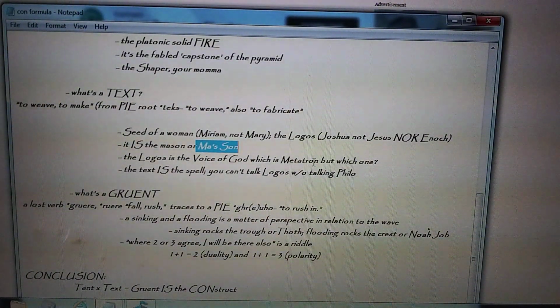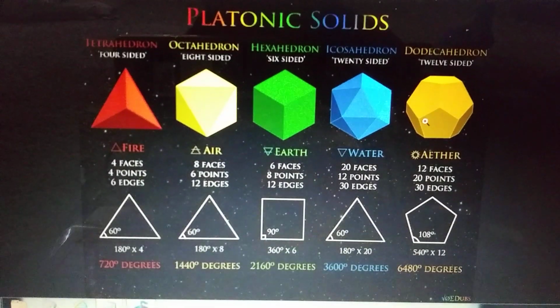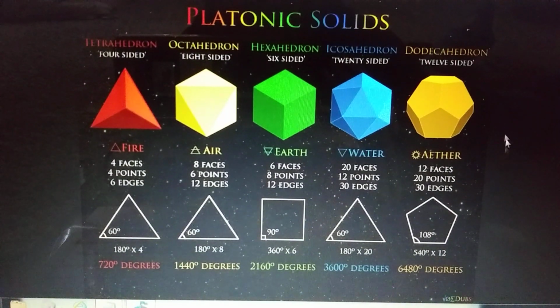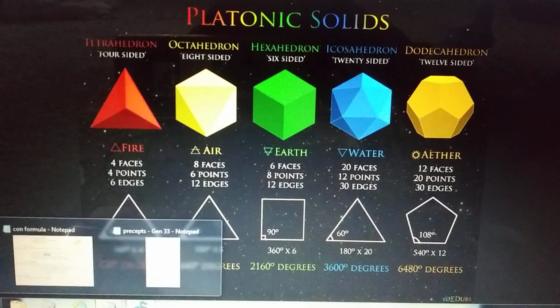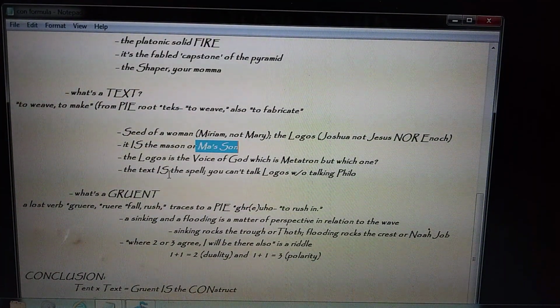But which one? Because when you dig on it, there's two Metatrons. Now, why is that important? Because again, we're only talking Platonic solids. This actually keeps going, and it goes all the way up to the final stage, which is the Metatron. Okay, let's see here. Where was I? Okay, and then the text is the spell.